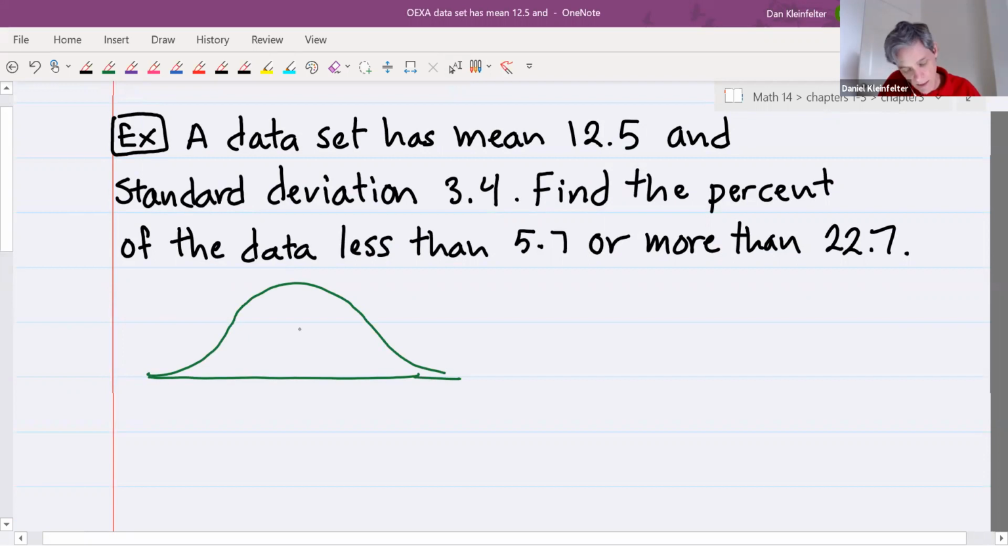So the mean, as you recall, will go at the middle. The mean was 12.5. And then our lower end was 5.7. And then our upper end was 22.7.